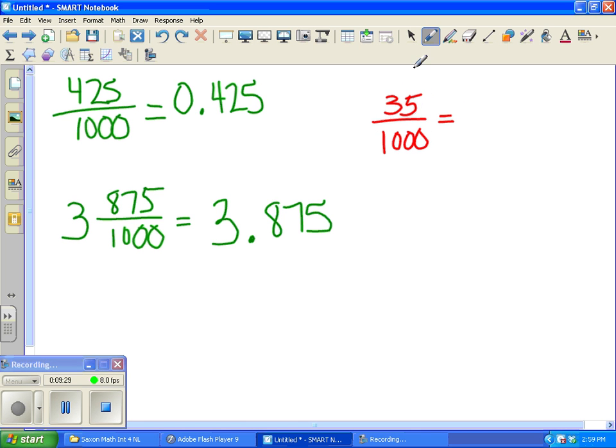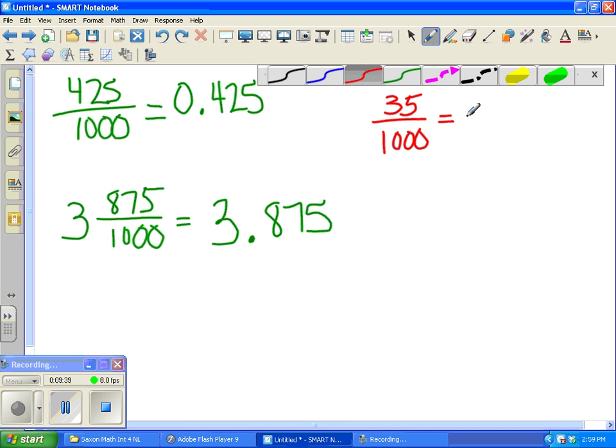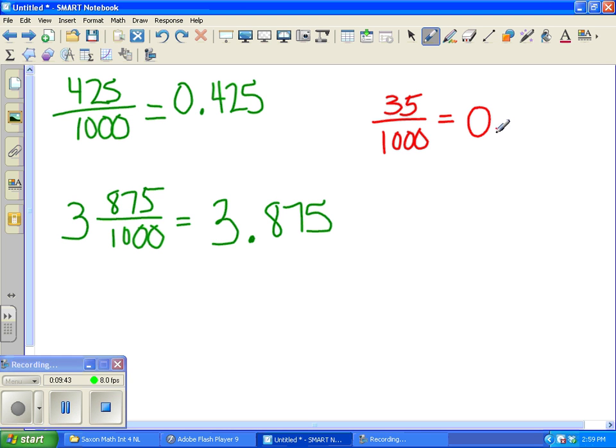Okay, this one's trickier. Okay, we know that we have to stop at the thousandths place. So here's what I want you to do when that happens. Go ahead and put, we don't have a whole number, do we? So I'm going to put 0 as that placeholder and. Now I know that I've got to go all the way to the thousandths place. How could I do that and still just say 35? I'd have to put a 0 right here, right?